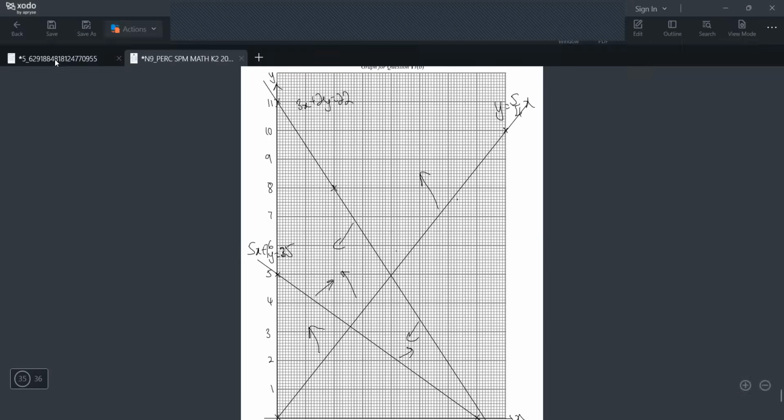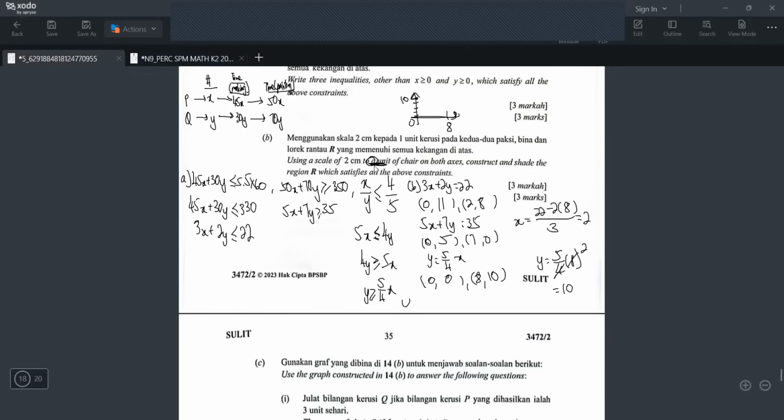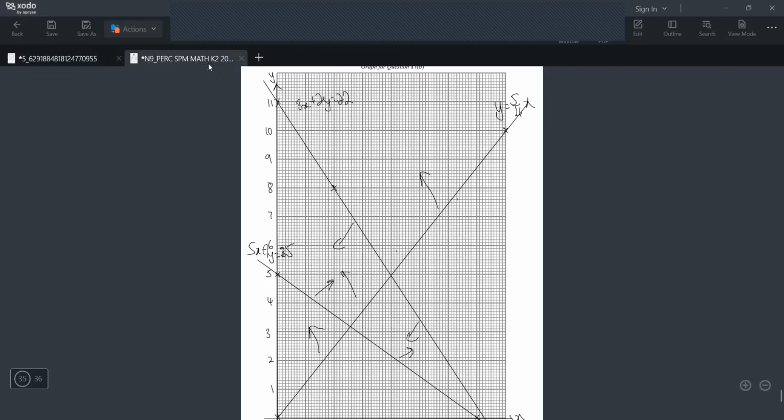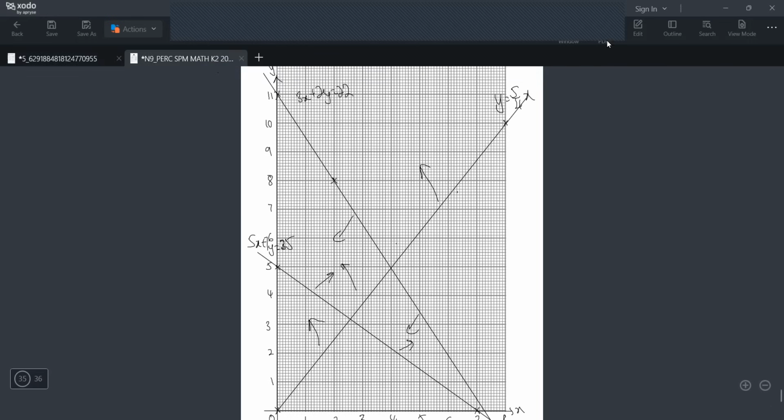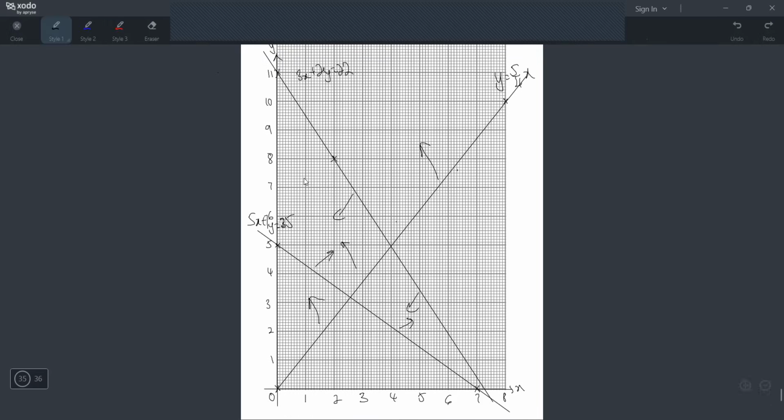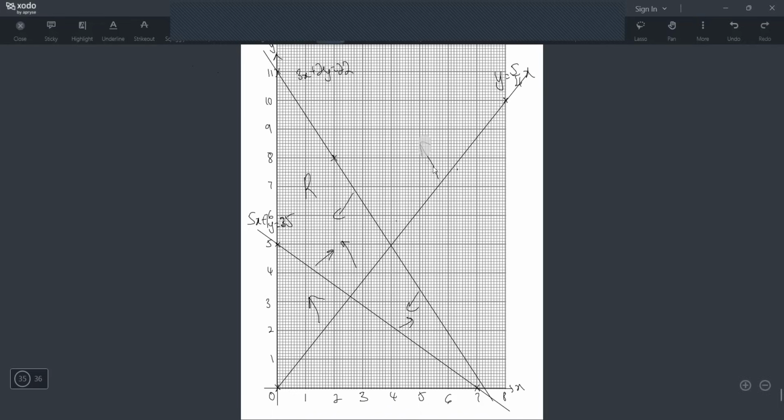Did they ask you to label R? Use a scale of 2 cm to 1 unit, construct and shade the region R which satisfies the above constraints. So you have to label R here. Label R and then shade. Let's write a big R here, and later I will shade. And of course, all these arrows you have to erase. So let's erase this, this one, and this one.